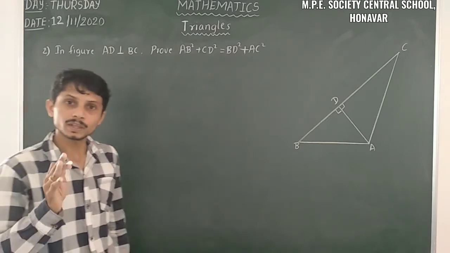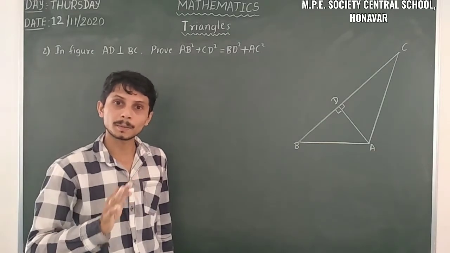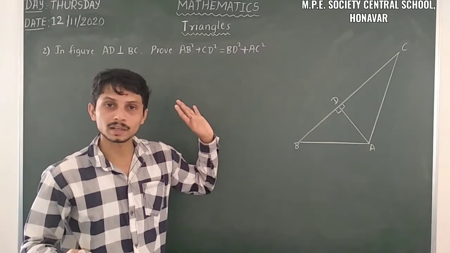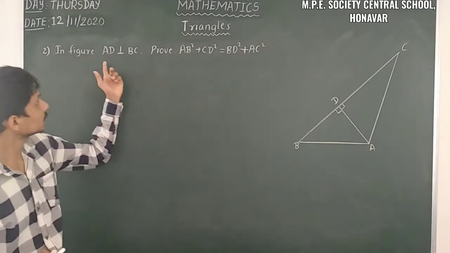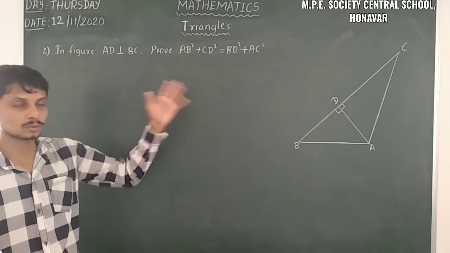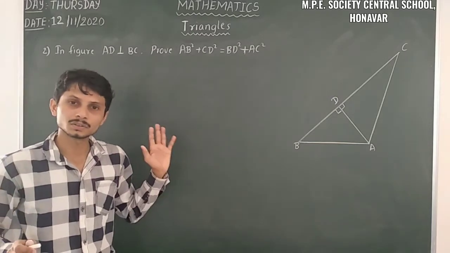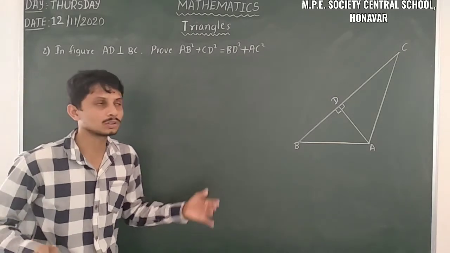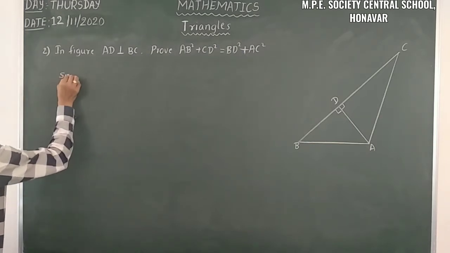So here we can directly apply the Pythagoras theorem in each of the triangles. It is given that AD is perpendicular to BC. There are two right angle triangles here, so directly we can go into the solution.